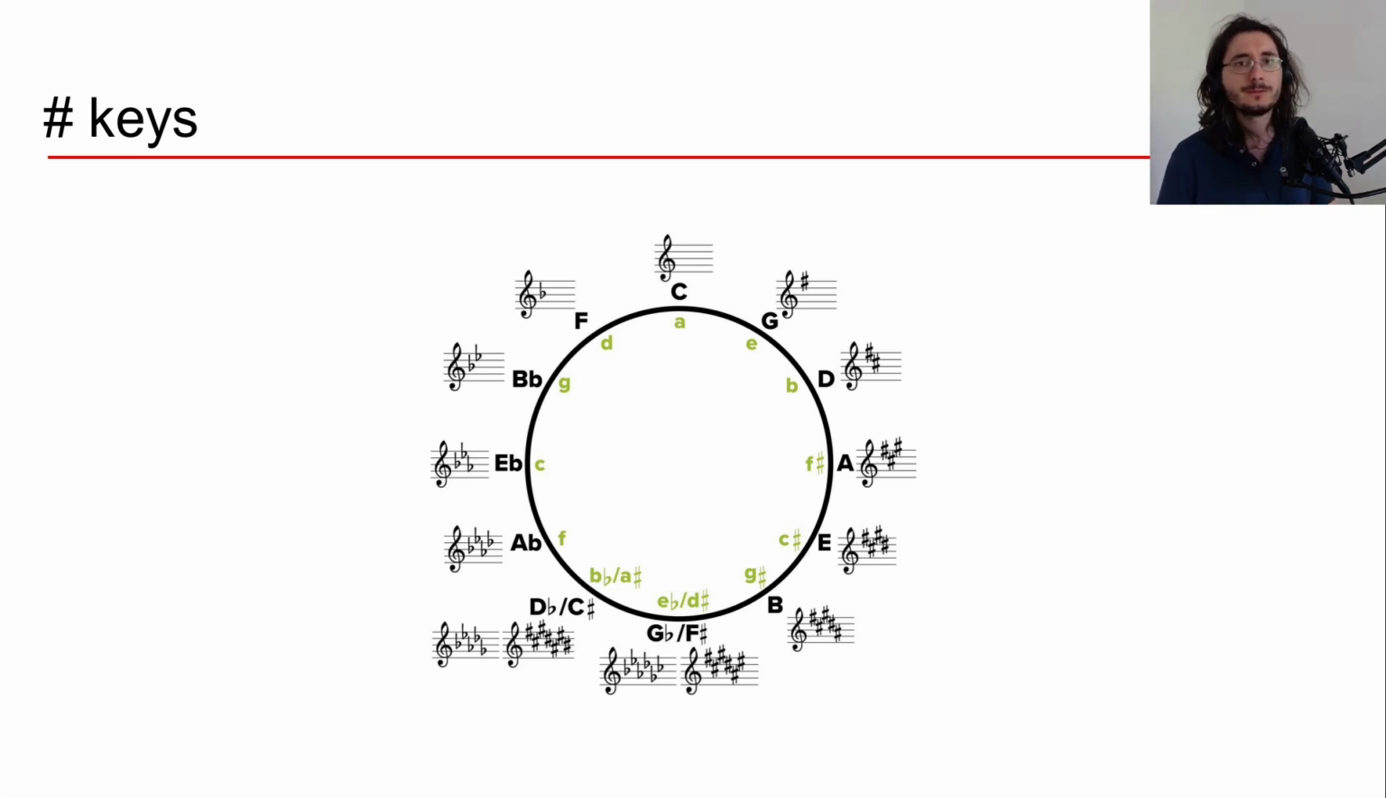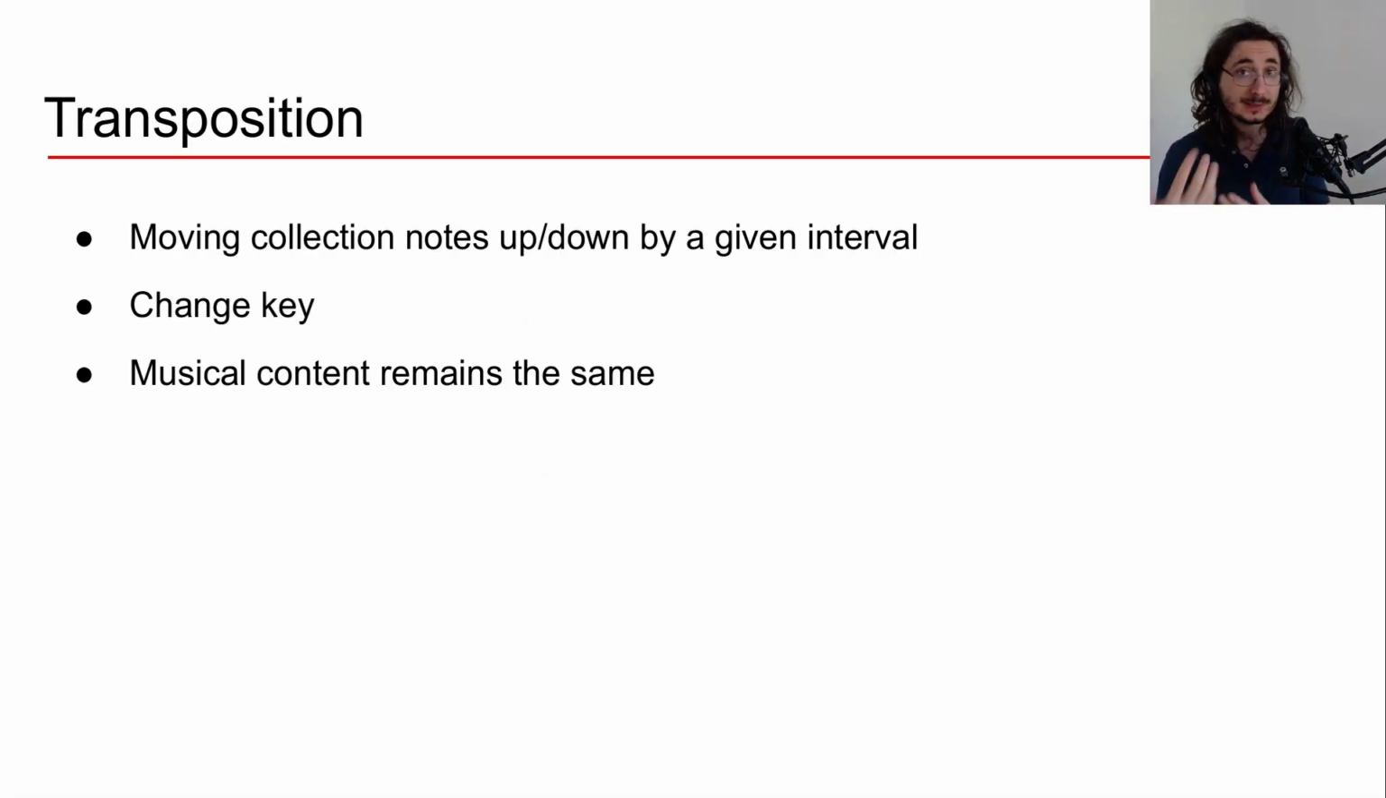So in our folk songs dataset, we're probably going to have songs in all 24 keys, but we are going to reduce all of those 24 keys to just two keys, C major and A minor. That process is called transposition. When we transpose a piece of music, we move a collection of notes, a melody, up or down by a given interval.